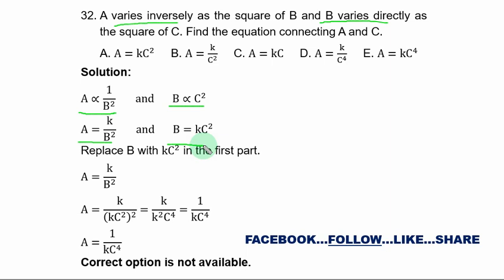You are asked to find the equation connecting A and C. To get that, you need to replace B with KC squared in the first part. This is the first part. You replace B with KC squared, and the power of B affects them. If you simplify, you have this result. Therefore, A is equal to 1 over KC squared. By this, the correct option is not available.